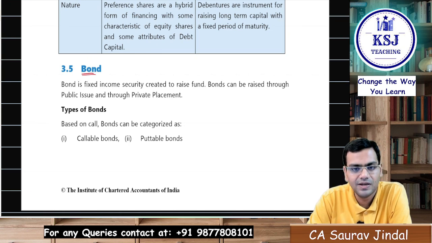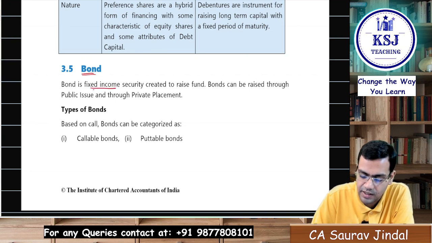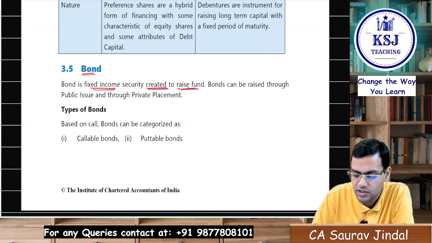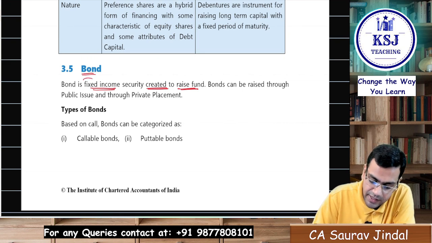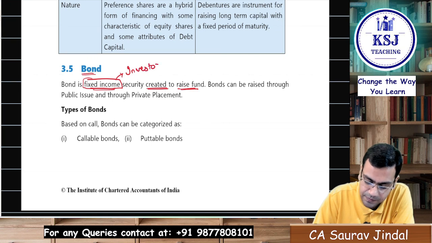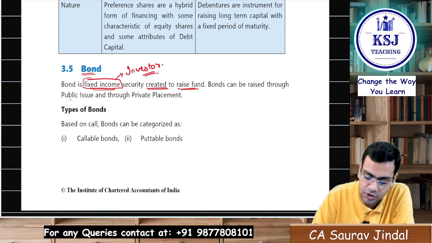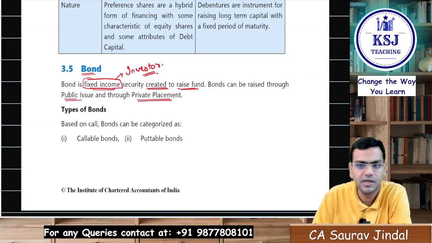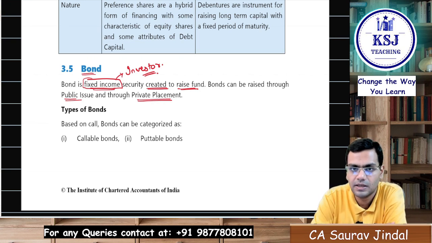Now this is again a very similar thing to a debenture. The bond is a fixed income security created to raise funds. Debt is also a fixed income, from the point of view of the investor, right? Created to raise funds, bonds can be raised through a public issue or through private placement. Private placement is when you issue to specific people whom you know, and you do not issue in the public. The general public cannot subscribe to the bonds, right?